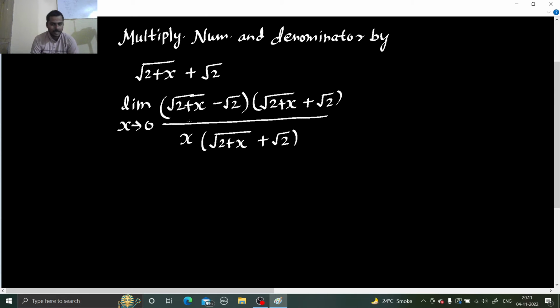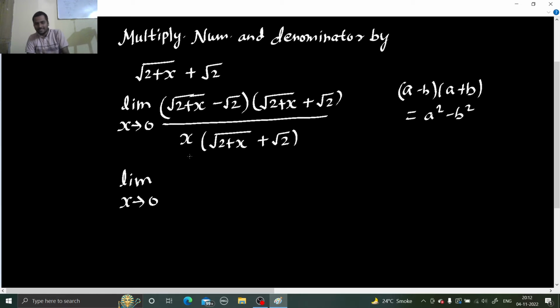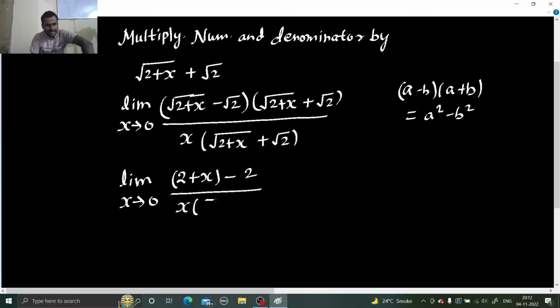Now let's see. Here in the numerator you have (a minus b)(a plus b). You know (a minus b)(a plus b) is nothing but a square minus b square. So let's use the same. This will be limit x tending to 0. A square, that means root of 2 plus x, squared. That will give you 2 plus x, minus b square. B is root 2, so if I square that, you will get 2. In the denominator, I am leaving it as it is.